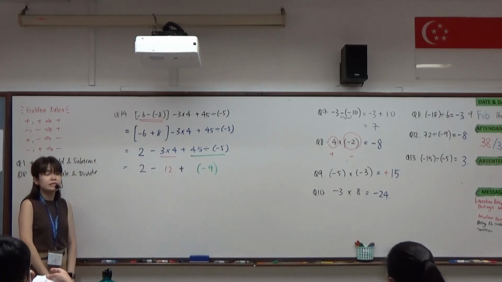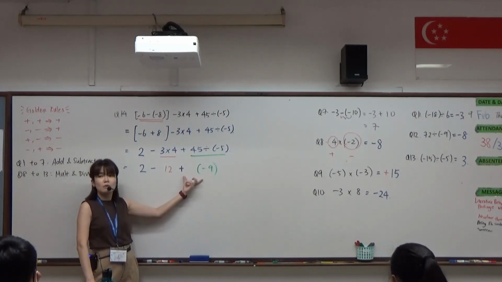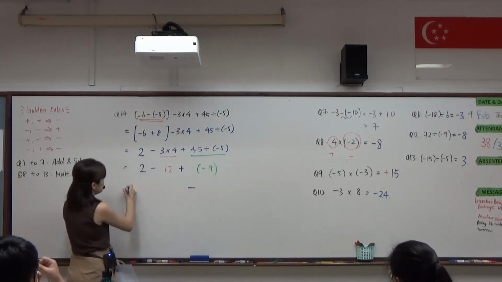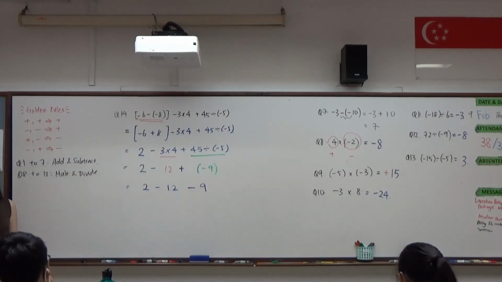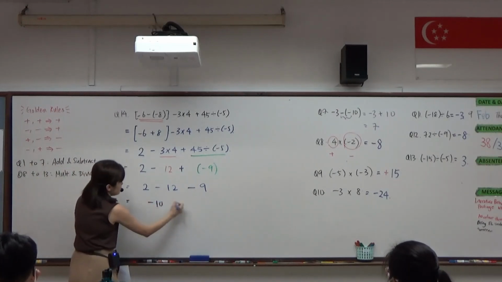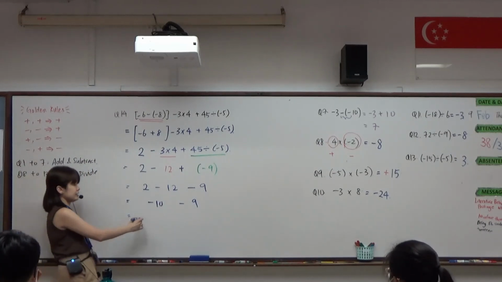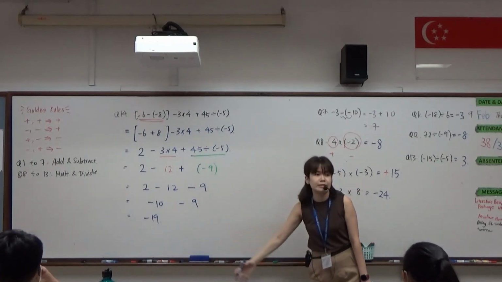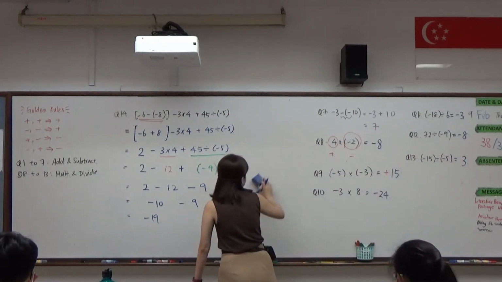Now we still need to go on to simplify because this plus and minus are side by side. What will we get with plus and minus? Minus, right? So I will have a minus sign over here. So 2 minus 12 minus 9. 2 minus 12 will be equal to negative 10 minus 9. Overall, my answer will be negative 19. So this is the expectation when it comes to presentation. Please present your answer in this manner.